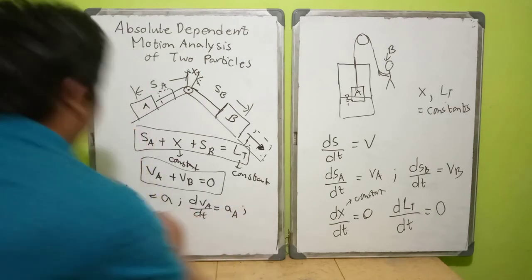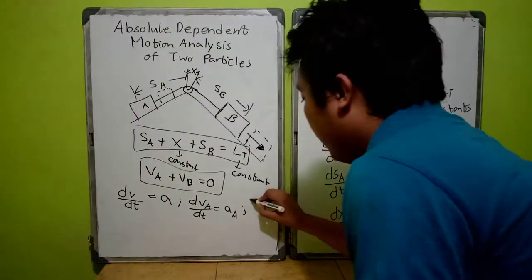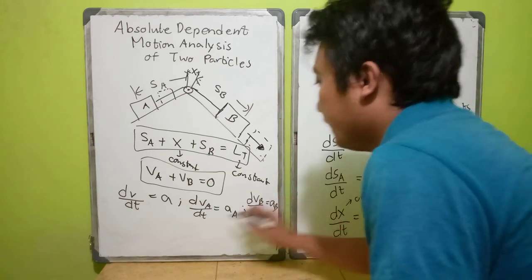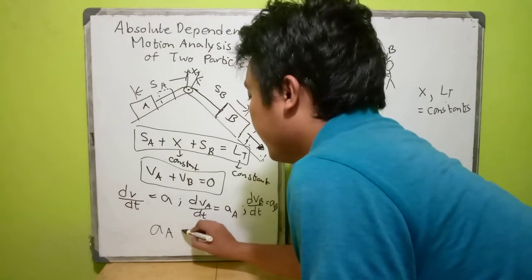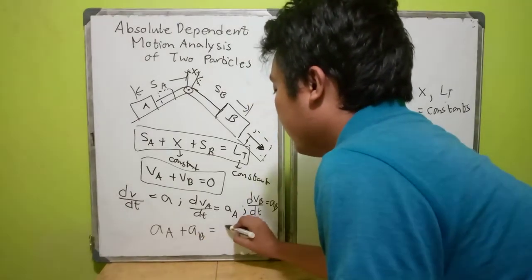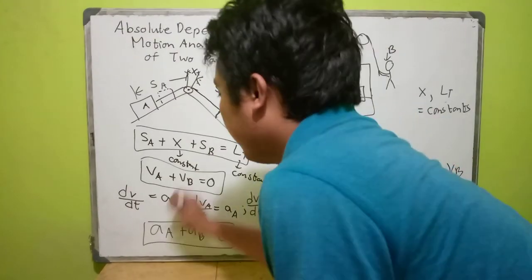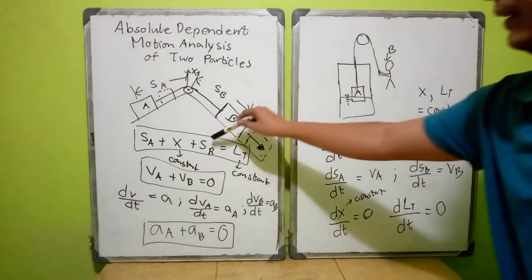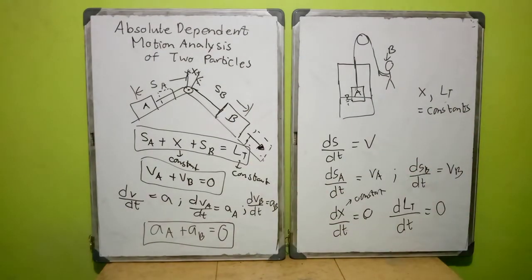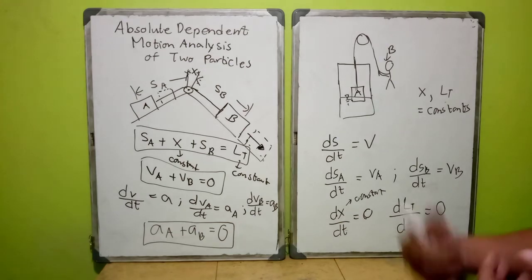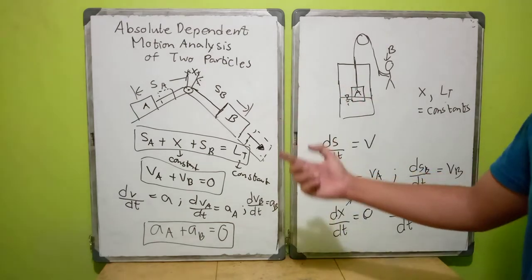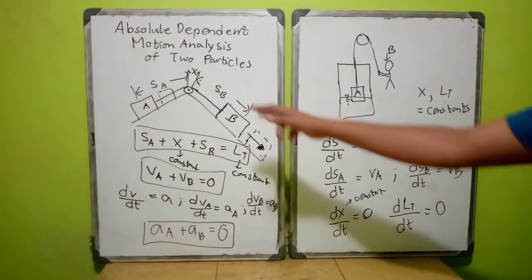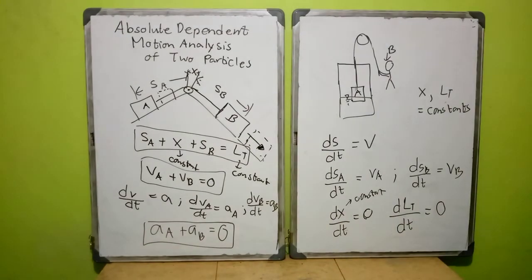And also, if you differentiate velocity B with respect to time, we will get acceleration B. So therefore, you will have 3 equations. Differentiating this one gives another mathematical expression. So you will get 3 equations, and depending upon the given, you can solve the problem of what will be the velocity and acceleration of each particle in this figure.